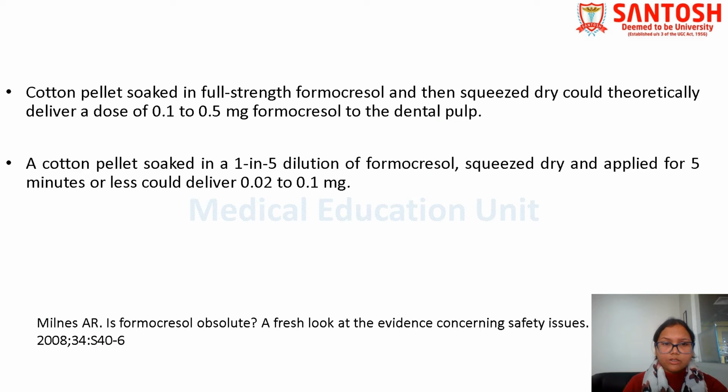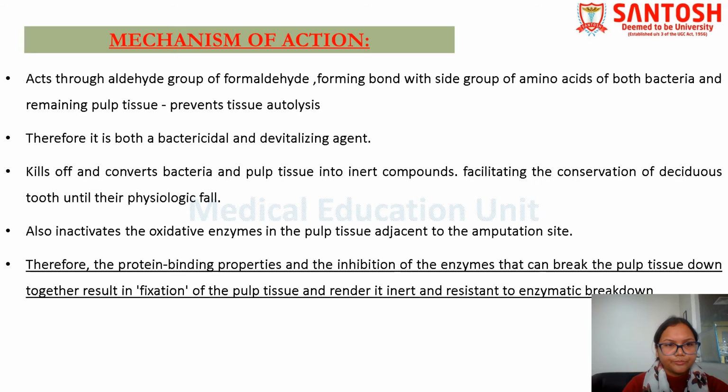Cotton pellets soaked in full strength formocresol and then squeezed dry could theoretically deliver a dose of 0.1 to 0.5 mg of formocresol to the dental pulp. A cotton pellet soaked in a 1:5 dilution of formocresol, squeezed dry and applied for 5 minutes or less, could deliver 0.02 to 0.1 mg of formocresol.